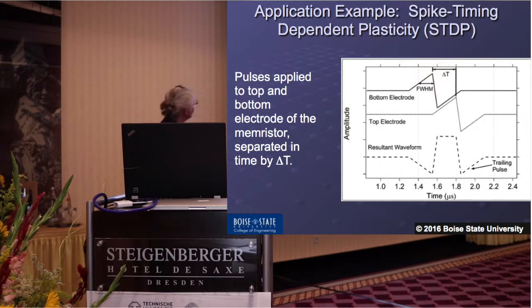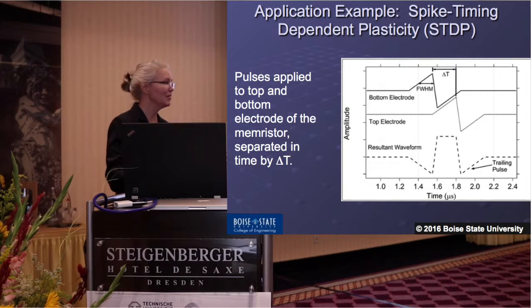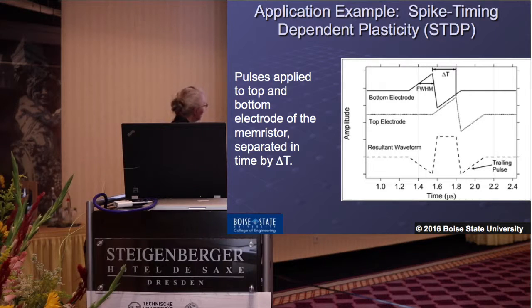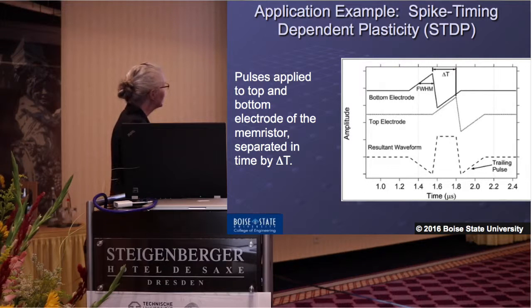And I want to give one example, the typical STDP type example, because it's an easy experiment to do. So you can take a device and try this out. And we take the standard device, not the tungsten doped, for this particular measurement. And what we're doing is applying a pulse to the top and bottom electrode, separated in time by delta t.